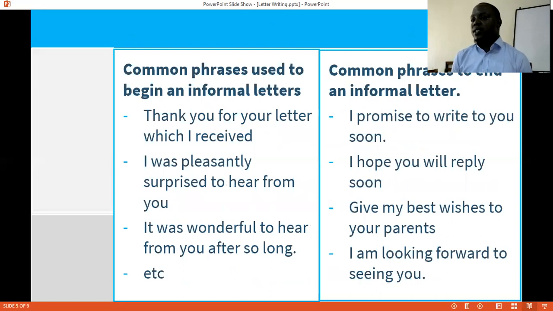So what are the common phrases you can use to begin an informal letter? You can commonly start an informal letter by saying, thank you for your letter which I received. Now, that is if someone has written to you. I was pleasantly surprised to hear from you. That is if someone also wrote to you. It was wonderful to hear from you after a long time. Remember, friends, you keep exchanging letters. So at this point, this person is pleased or is informing you, in short, they received your letter and they are excited that you wrote to them, depending on how frequently you do.